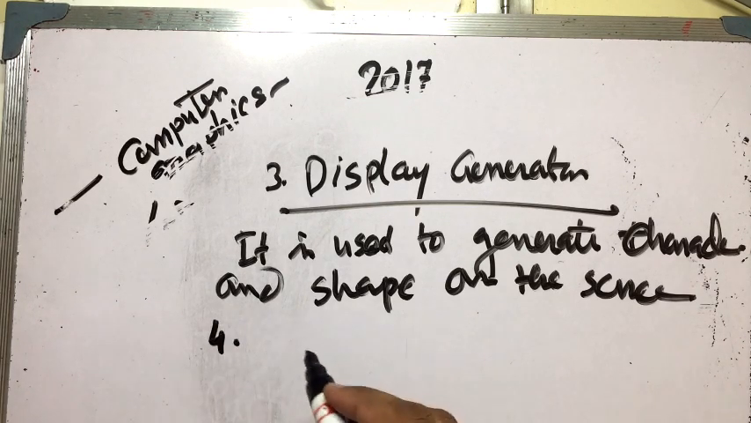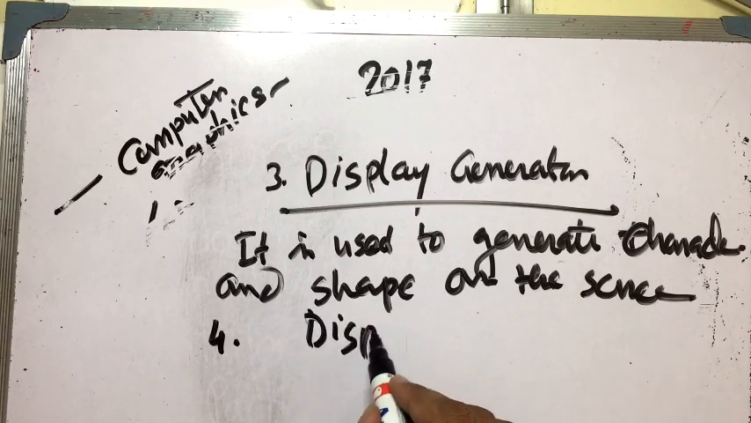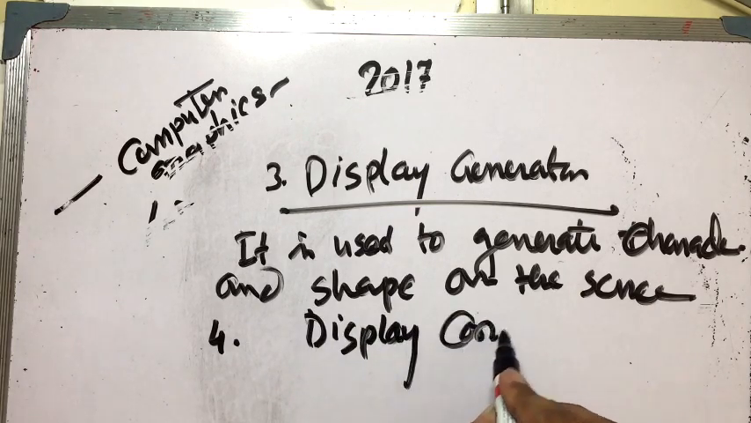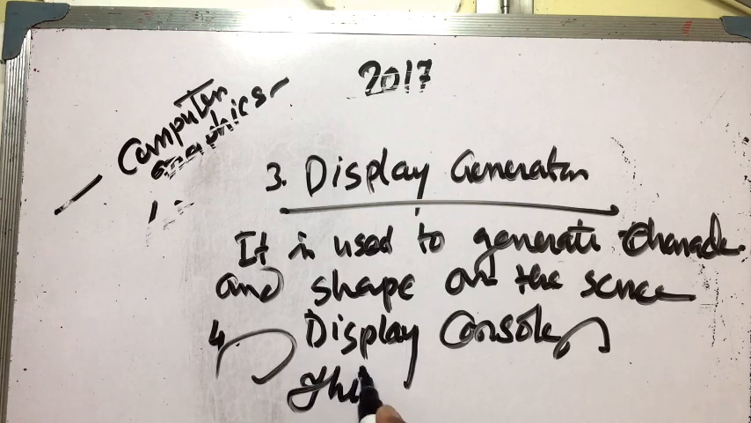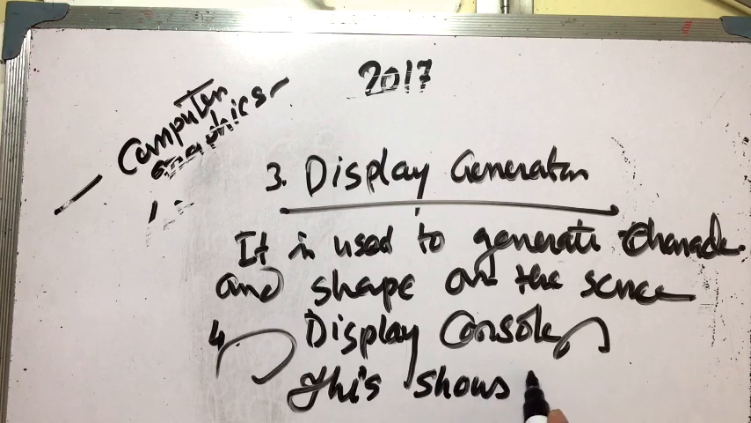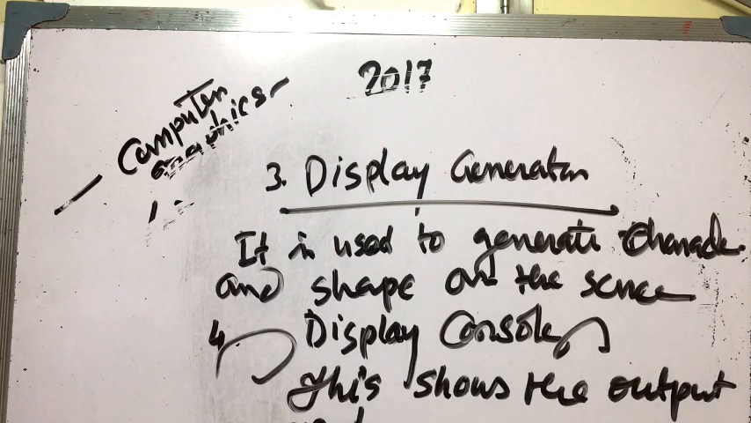Next, the last component is the display console. This console is connected to the monitor or other output devices. This shows the output on the screen. Whatever the output device may be, it shows the output on the screen. So this is the concept of display processor.